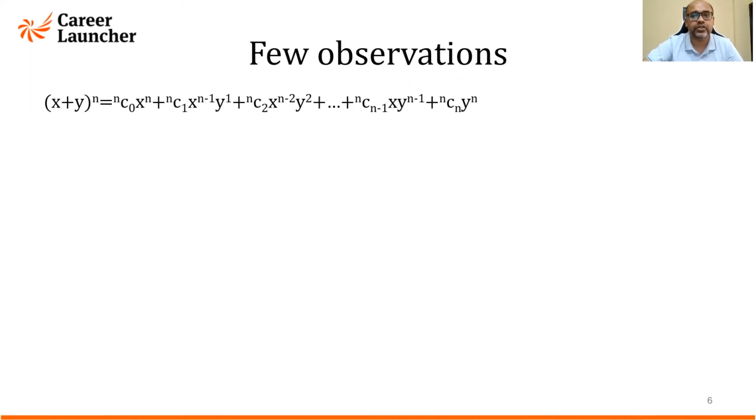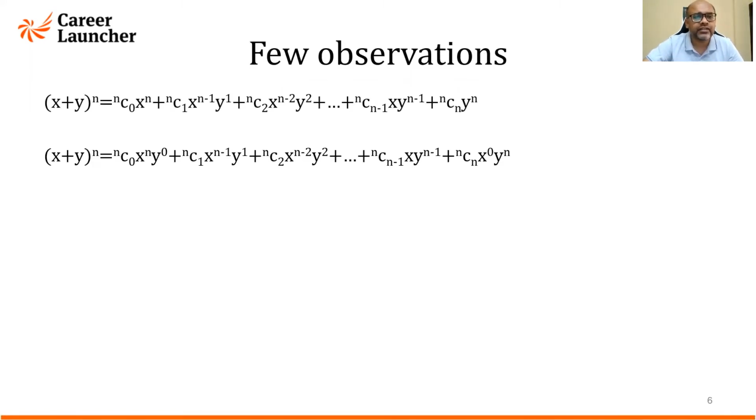So this is the original expansion. I will just rewrite it very shortly. The way I rewrote it is basically, the y which is not there, I wrote it as y power 0, because y power 0 is 1. I can do that. I'm just writing it down for you to understand. I'll explain why I wrote it. And at the end, x also is not there. I wrote it as x power 0 because x power 0 is also 1.